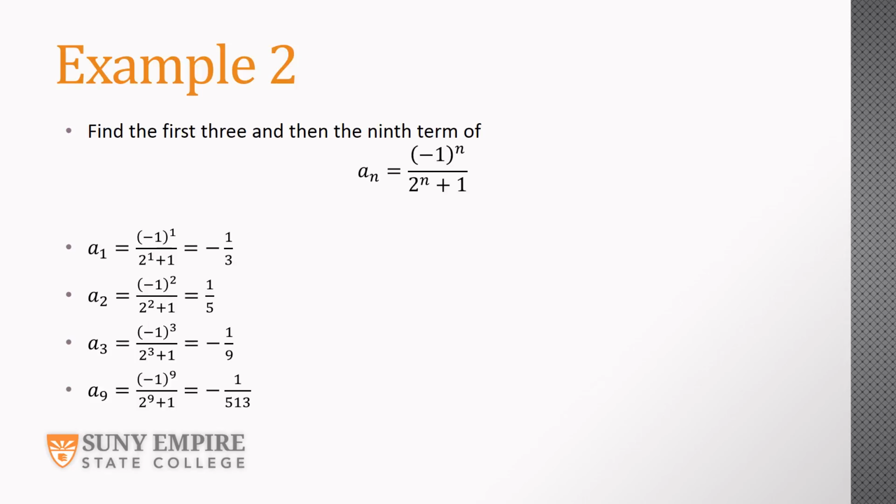Our last task is to find a sub 9. To do so, we have negative 1 raised to the power of 9 divided by the quantity 2 to the 9th plus 1. Negative 1 to the 9th power is negative 1. 2 to the 9th is 512. Combining in the denominator, we find that a sub 9 is negative 1 over 513.